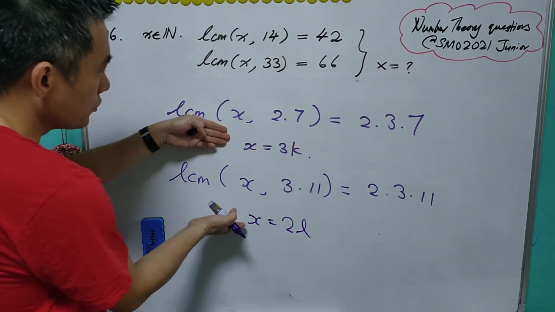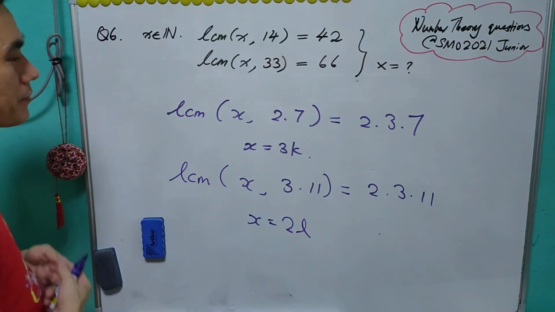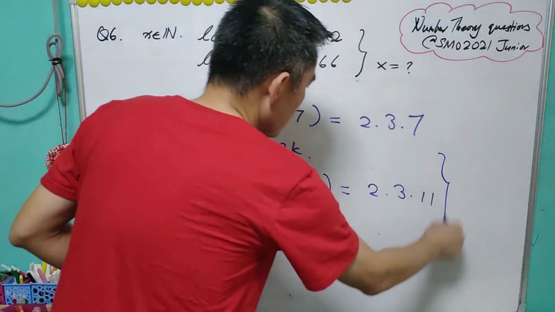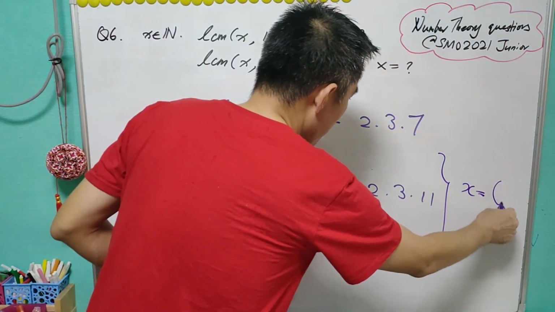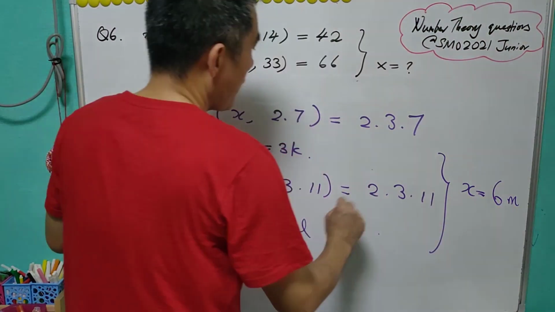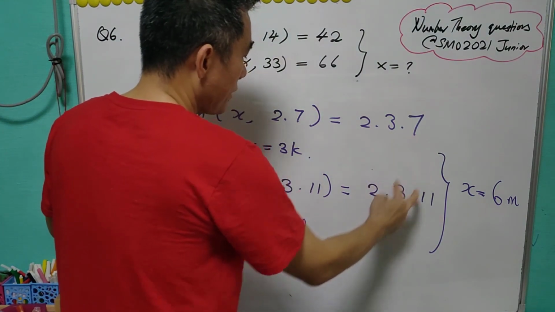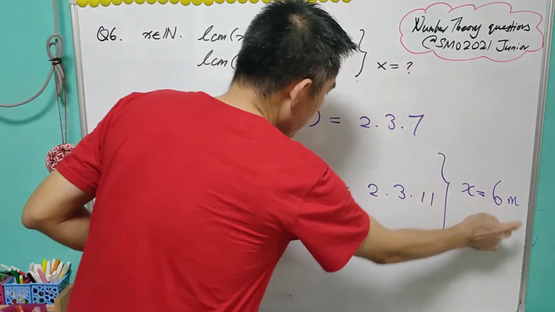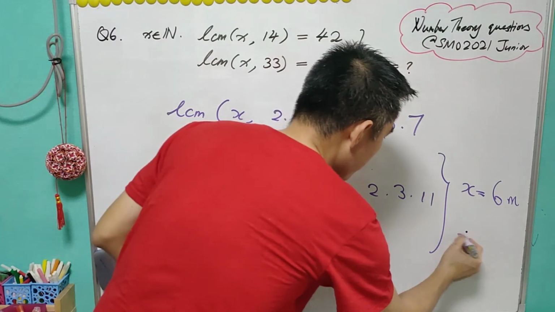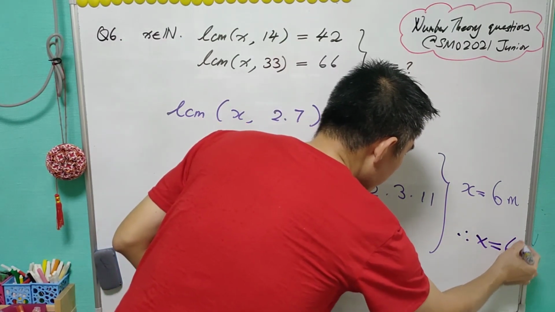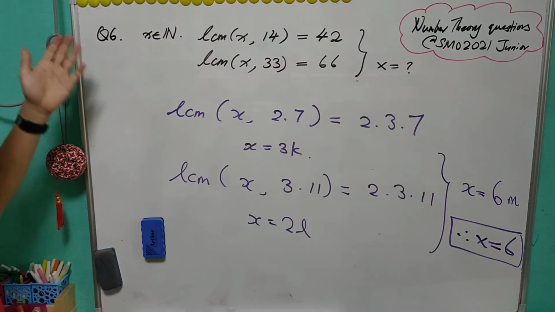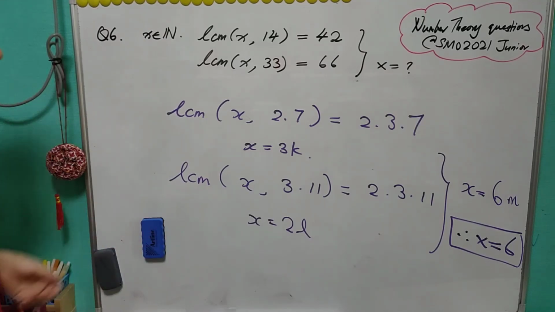And when we combine these two, it means that x must be a multiple of 6. So x must be a multiple of 6. And since 42 is 6 times 7 and 66 is 6 times 11, x must be equal to 6. Therefore, x can only be equal to 6. The answer for question 6 is 6.